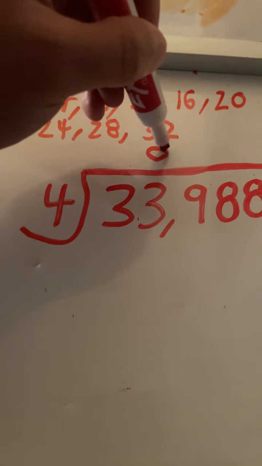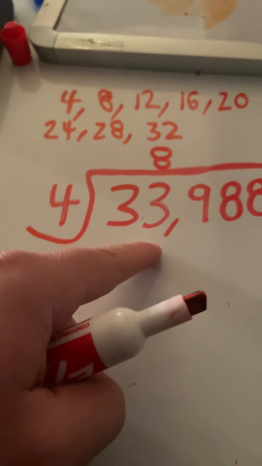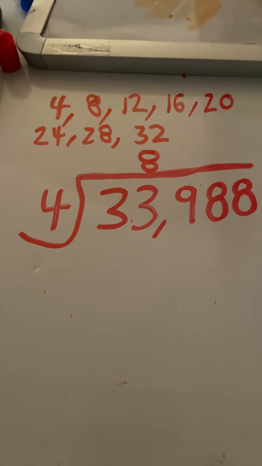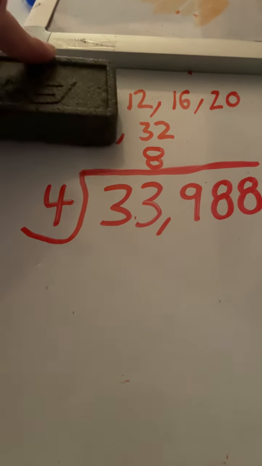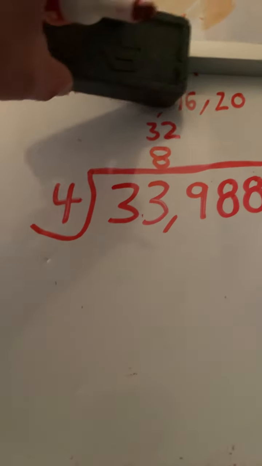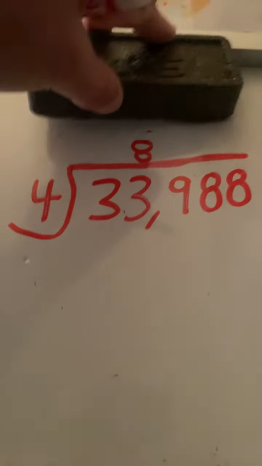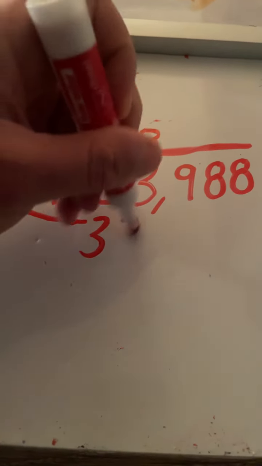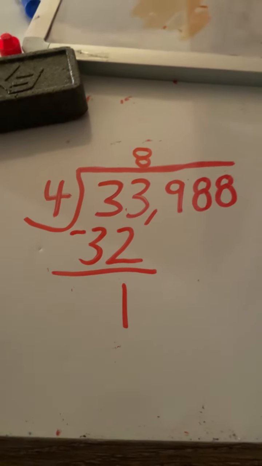So 8 is what I'm going to write over here. And I'm writing my 8 above the second 3 over here. Very important that you line up the numbers. 4 goes into 33 8 times. I was able to count by 4 8 times to get within 33. Now, since 32 was the closest I could get to 33 without going over, that's what we need to subtract. We need to do 33 minus 32. 33 minus 32 equals 1. There is a remainder of 1.